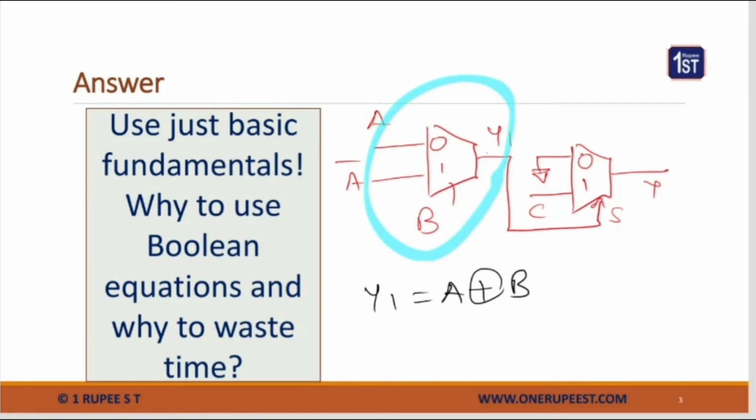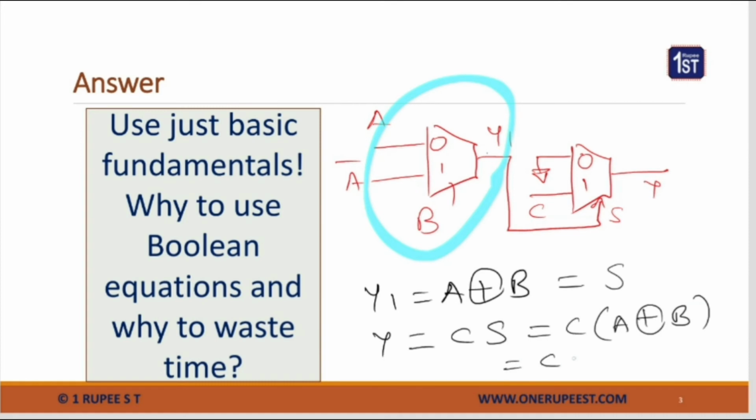Now this is used as a select line. So Y is equal to the select line, so Y is equal to C into S, which is equal to C into A XOR B. So I am not simplifying anything. A bar B plus C into A B bar.